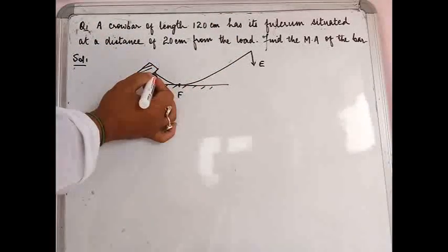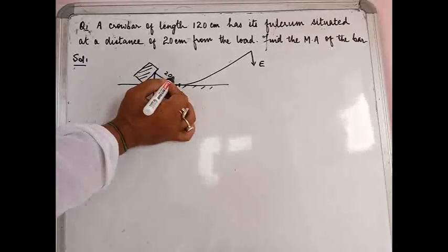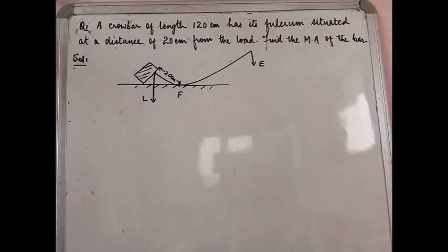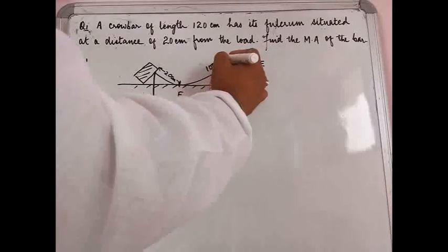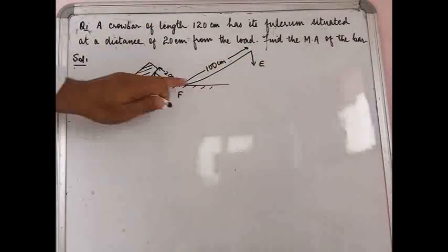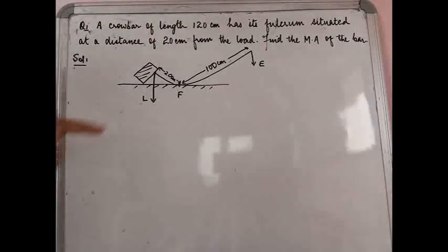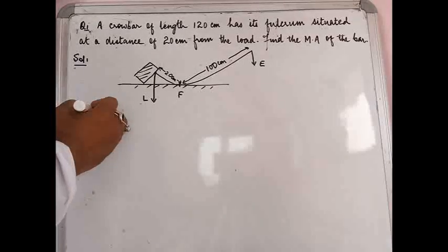Okay, so here is the load, here is the fulcrum. So now we can easily mark this to be 20 centimeters. From here to here we can mark this as 20 centimeters. So obviously the remaining part becomes 100 centimeters. Why does this become 100 centimeters? Because the total length of the crowbar was 120. So 20 plus 100 becomes 120. Now that you have marked this properly, the calculation of MA should be very easy.